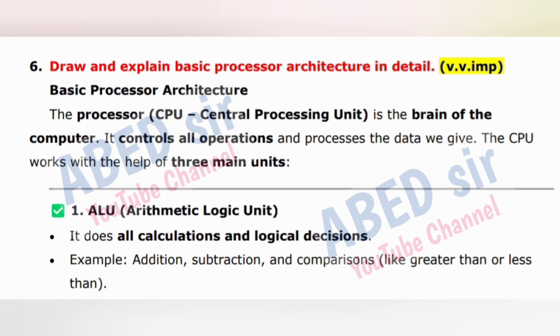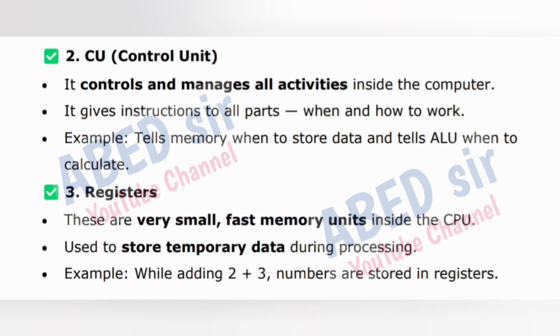1. ALU, Arithmetic Logic Unit. It does all calculations and logical decisions. Example, addition, subtraction, and comparisons, like greater than or less than. 2. CU, Control Unit. It controls and manages all activities inside the computer. It gives instructions to all parts, when and how to work. Example, tells memory when to store data and tells ALU when to calculate.